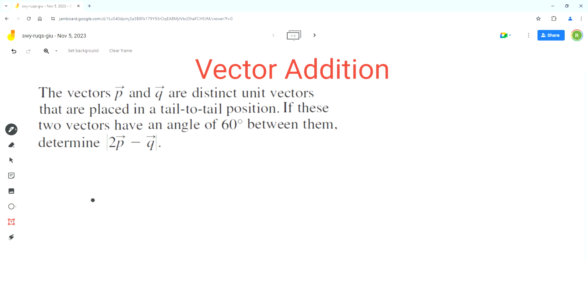So in this video, we'll solve this problem using the concepts of vector addition. As per the problem, the vectors P and Q are distinct unit vectors that are placed in a tail-to-tail position. And if these two vectors have an angle of 60 degrees between them, determine the magnitude of 2P minus Q. So the first step is to draw the two given vectors P and Q in a tail-to-tail position.